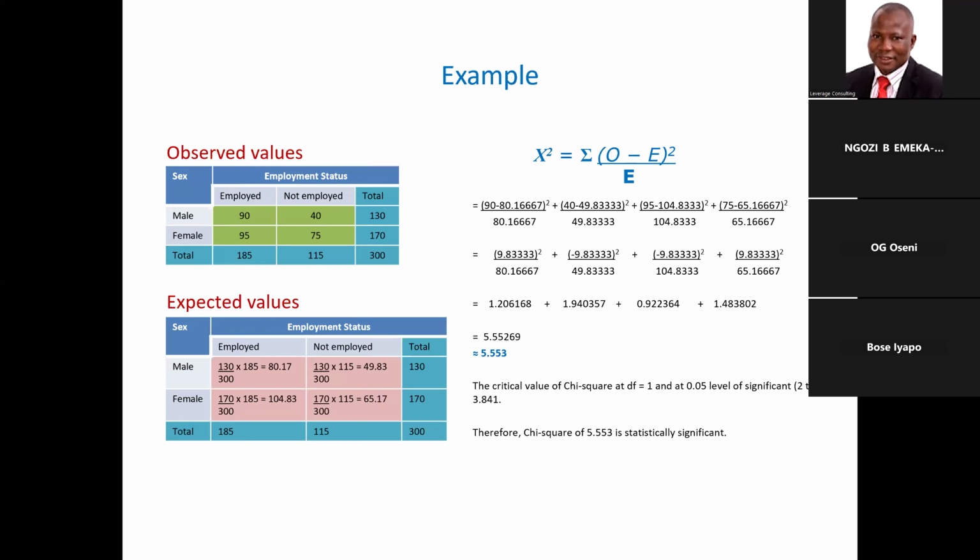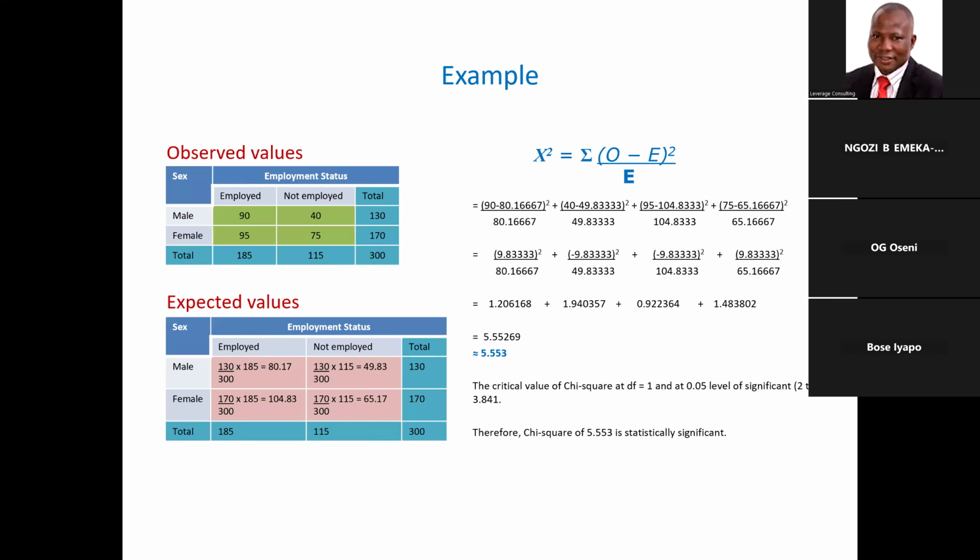Male are more employed because if you try to calculate the percentage, the relative frequency, that is 95 of female over the total 170, then 90 of male over 130. You see that the percentage of 90 over 130 is higher than 95 over 170. So you can say the proportion employed among the male is higher than that of the female. Thank you. So that is what you have observed. Based on your observed value, even translating into percentage, you can see that male are more employed.